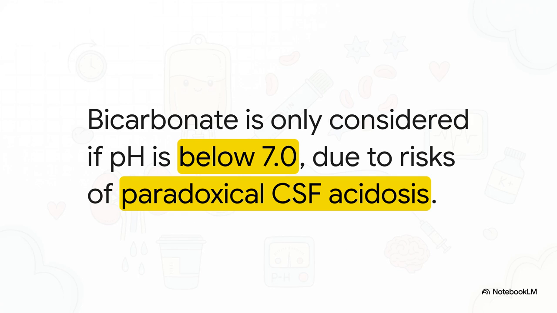Giving bicarbonate can actually worsen acidosis inside the central nervous system. It's a phenomenon called paradoxical CSF acidosis. Essentially, you can correct the blood pH while trapping acid inside the brain, making things worse where it matters most. It also increases that risk of cerebral edema. We only even consider it in the most extreme cases, when the pH is below 7.0. Otherwise, we trust that our fluids and insulin will allow the body to correct the acidosis all on its own.